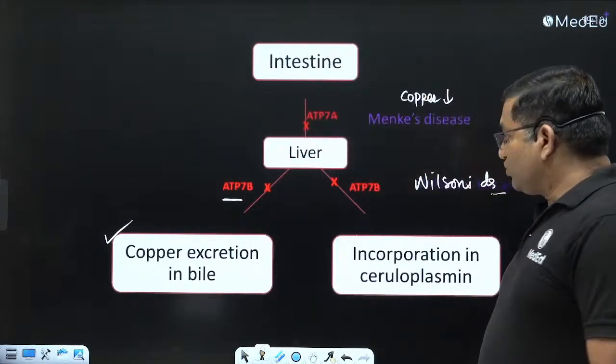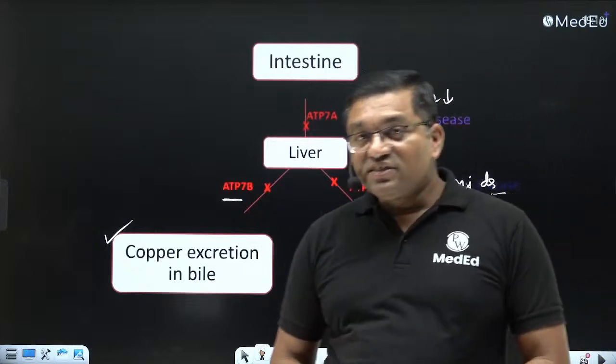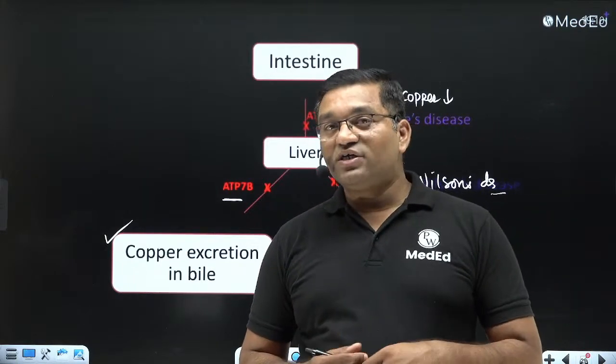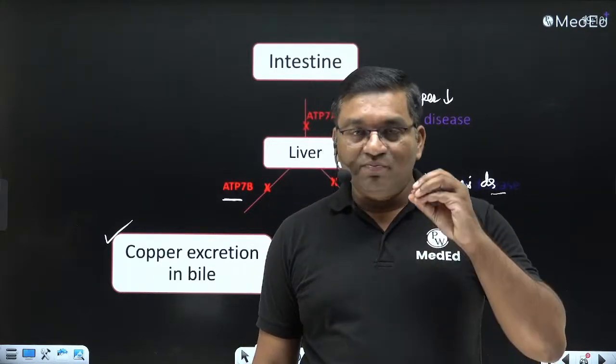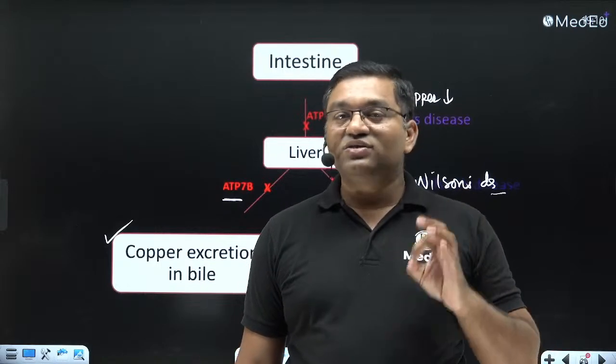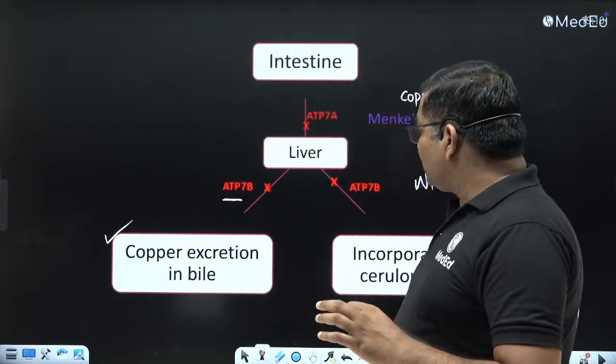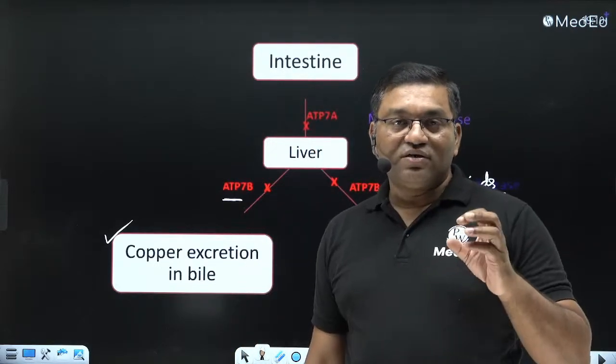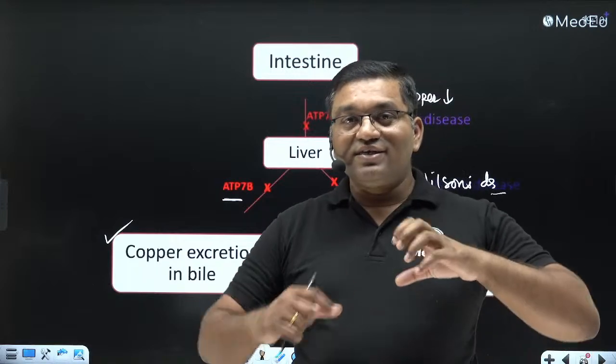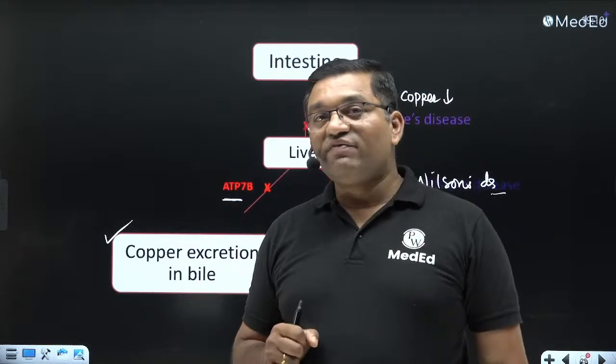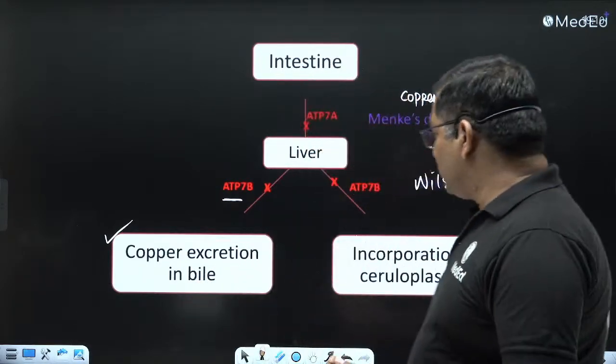Okay. So copper is required for the lysyl oxidase enzyme, which is important. Lysyl oxidase has an important role in collagen cross-linking. Strengthening of the collagen is very, very important. Lysyl oxidase.